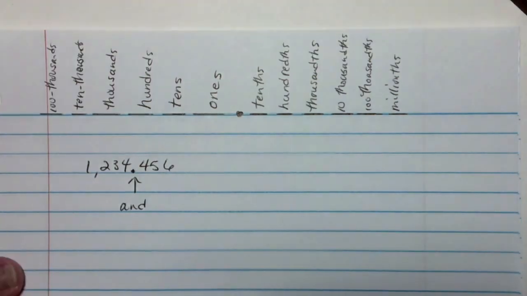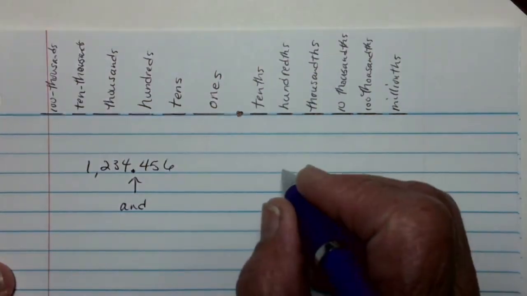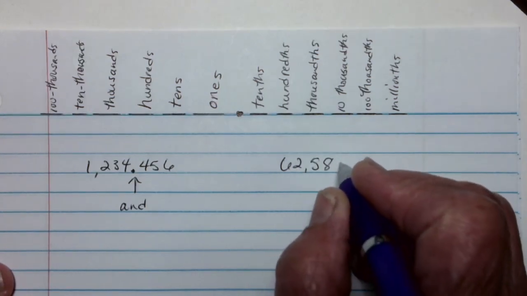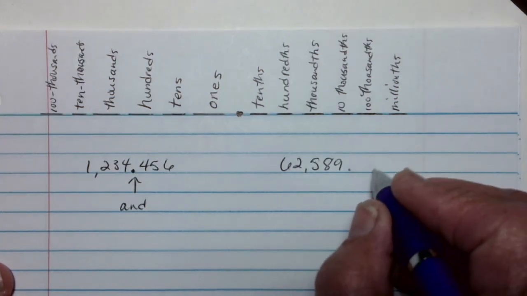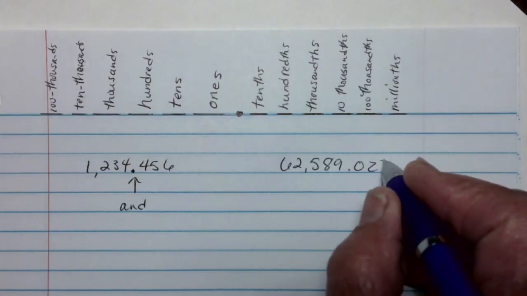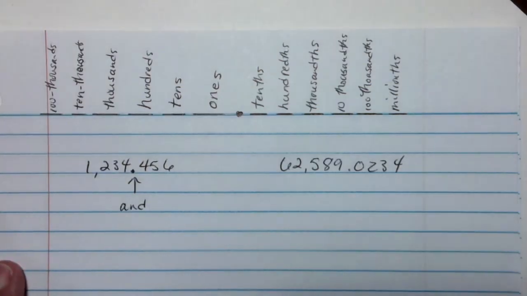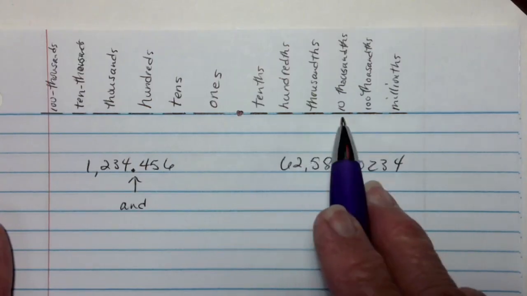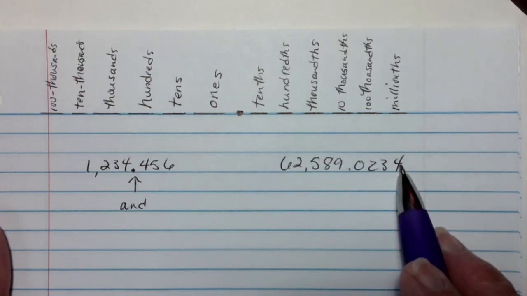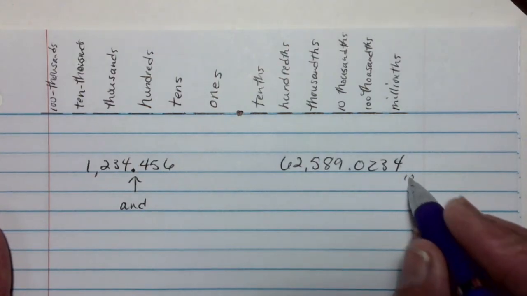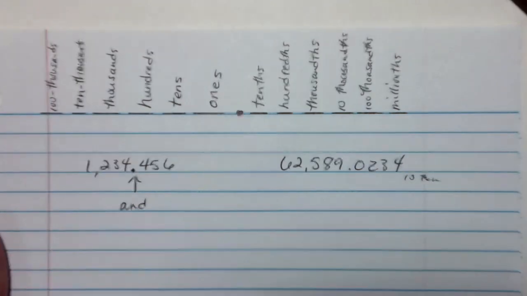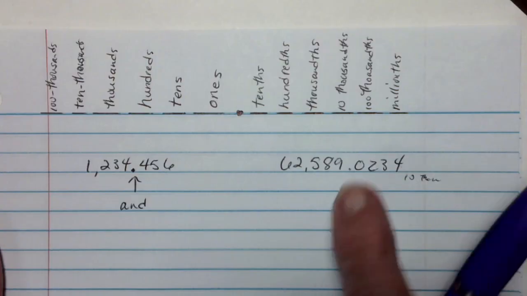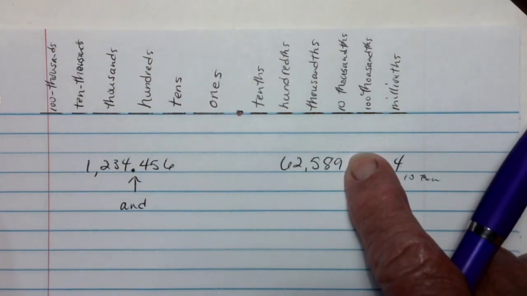Okay, let's try another one. Okay, well, let's see. I've got 4 digits, 1, 2, 3, 4. So ten-thousandths is what I'm going to say. And sometimes I even write myself a little note down here, 10 thou. That's what I'm going to say at the end. Okay? So I come to the left of the decimal and read that whole number.